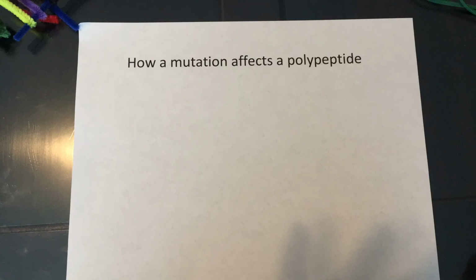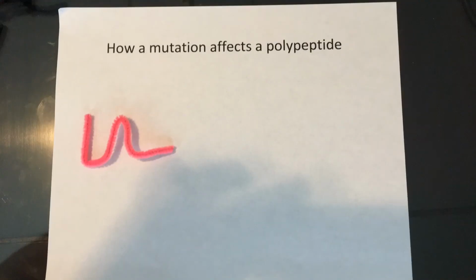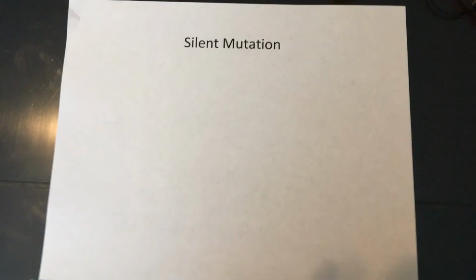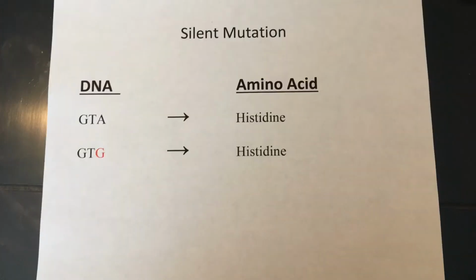Some mutations don't affect the structure and function of a polypeptide, which are called silent mutations, but others cause a non-functioning polypeptide with a different structure. Silent mutations are mutations that have no effect on the structure and function of a polypeptide.